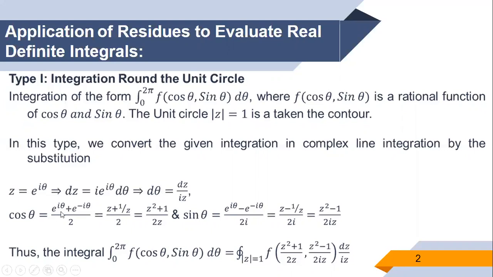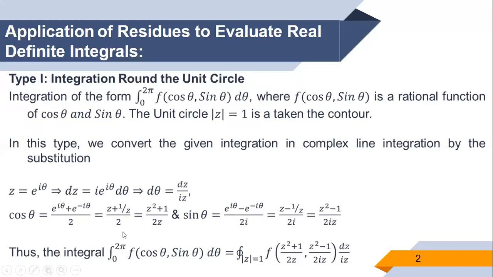Now cos theta is equal to e raised to i theta plus e raised to minus i theta divided by 2, we know the formula. So e raised to i theta is replaced with z, so z plus 1 upon z by 2, that means z square plus 1 upon 2z. And sin theta is equal to e raised to i theta minus e raised to minus i theta divided by 2i, so z minus 1 upon z by 2i, which is equal to z square minus 1 upon 2iz.